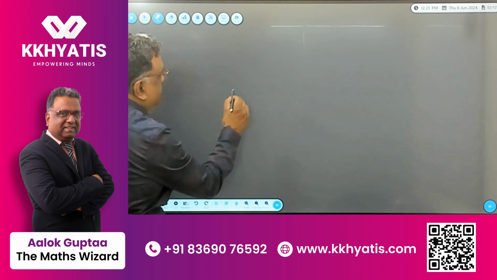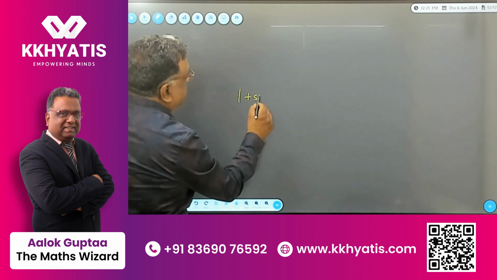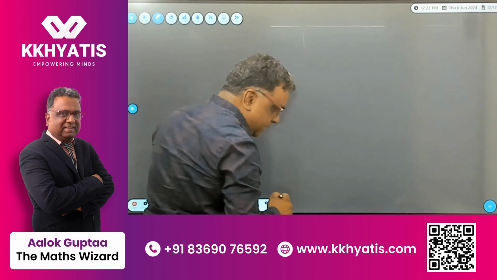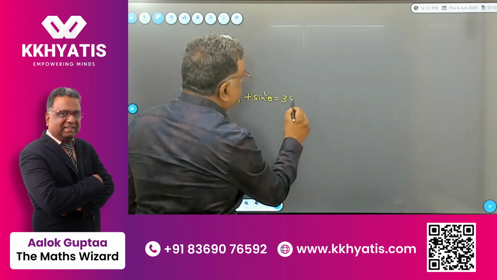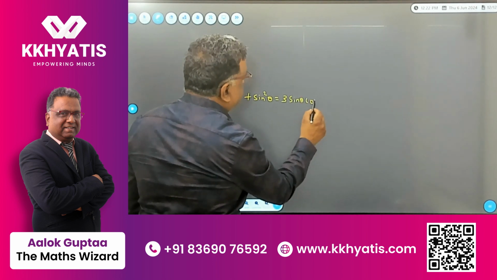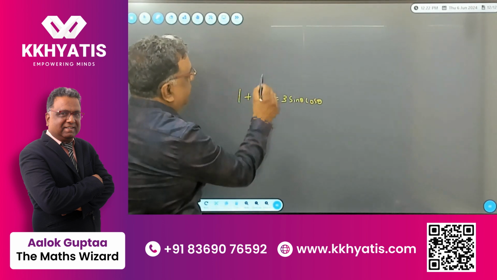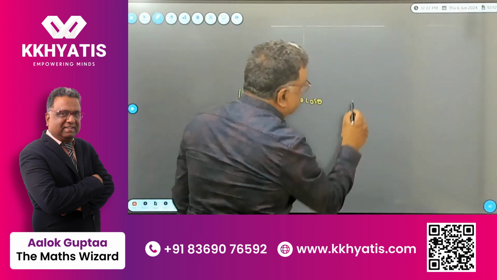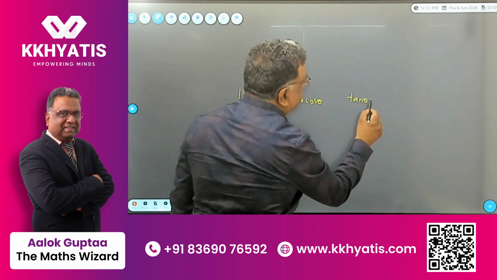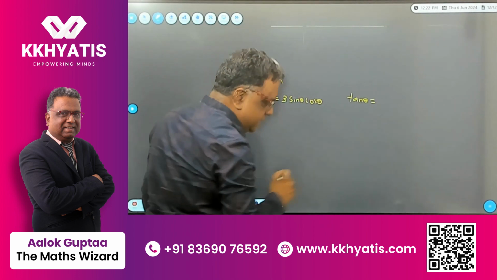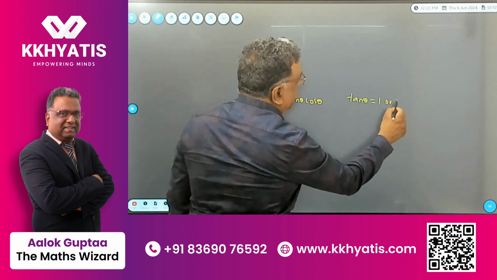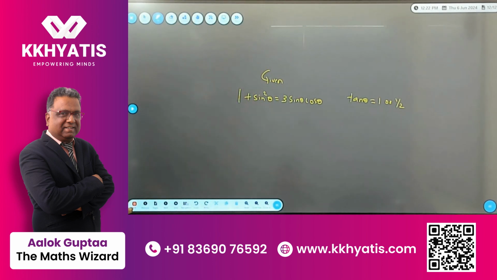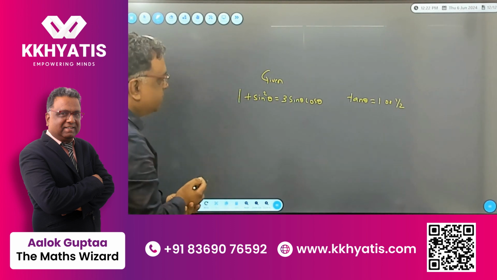If 1 plus sine square theta is 3 sine theta cos theta, this is given to you. Prove that tan theta is either 1 or 1 by 2. So this is what we have been asked. So how do we do this kind of sums?